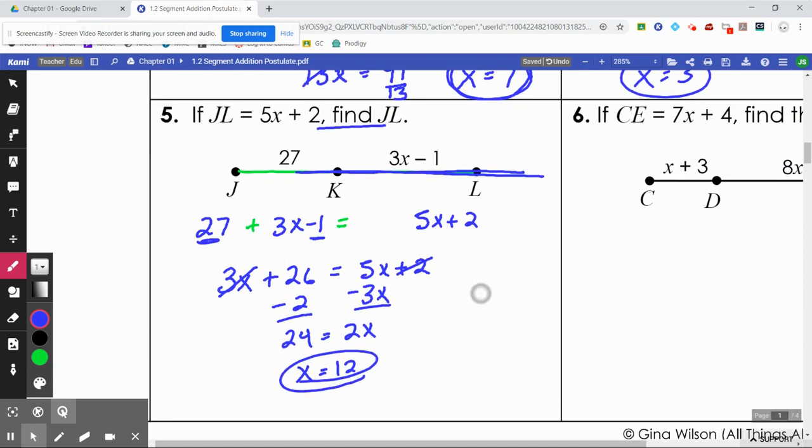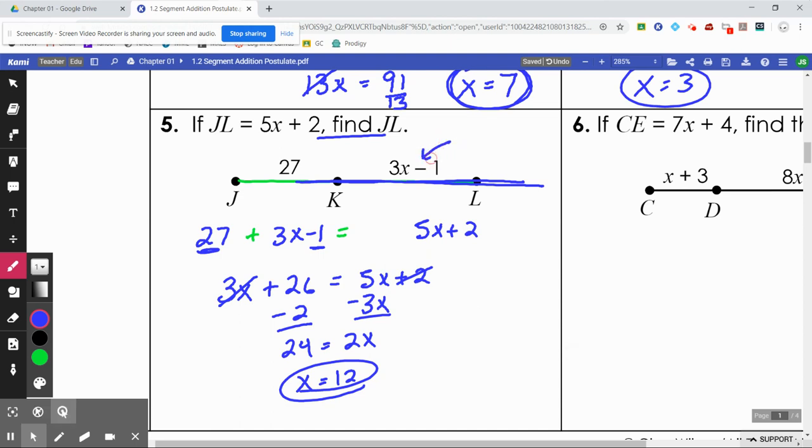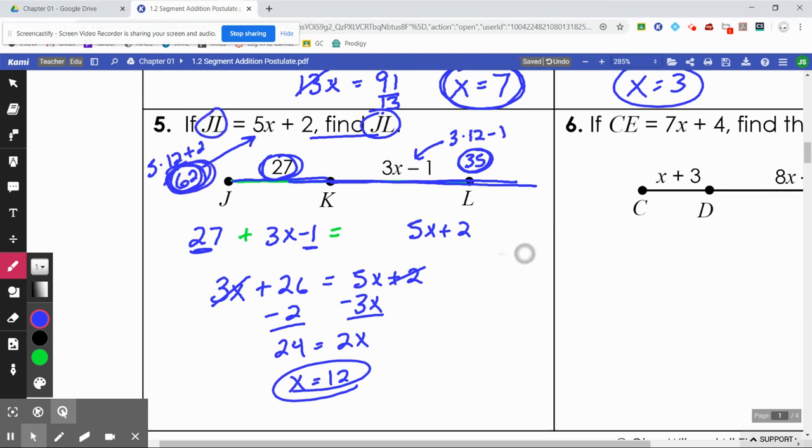Now that you know that x is 12, this is now 3 times 12 minus 1, which is 35. This is 27, we already knew that. This 5x plus 2 is now 5 times 12 plus 2. 5 times 12 is 60, plus 2 is 62. And you can check: 27, when you add it to 35, does in fact give you 62. So what is JL? JL up here is 62. That's the whole length.